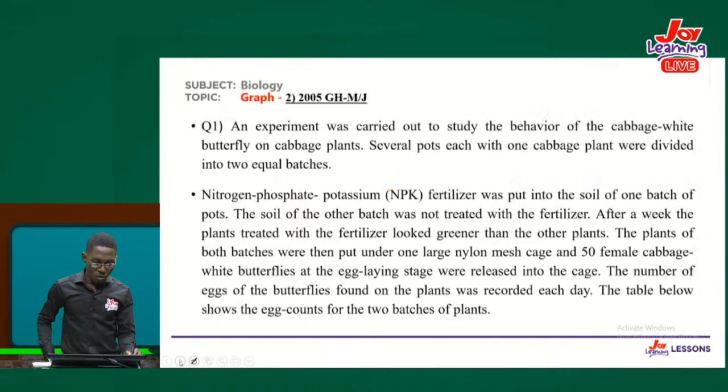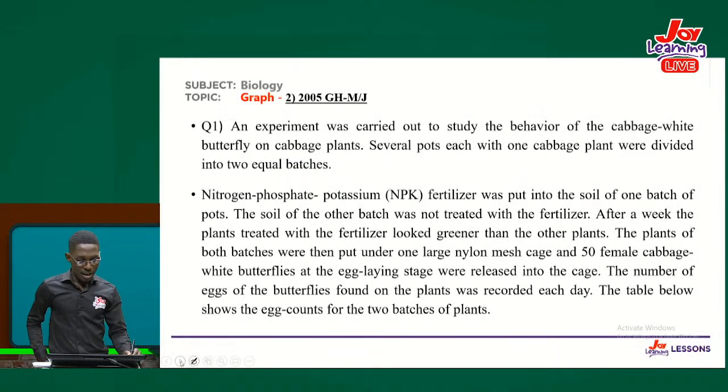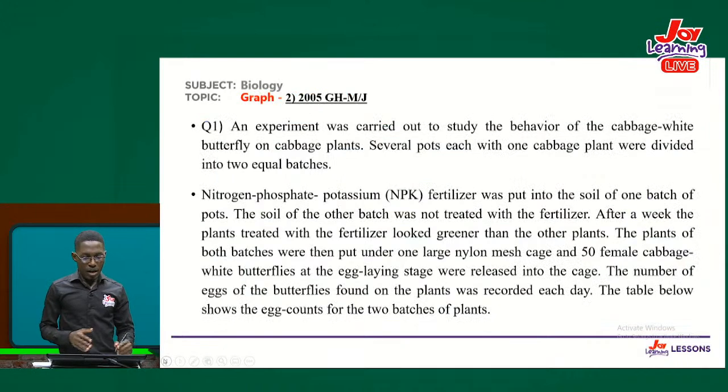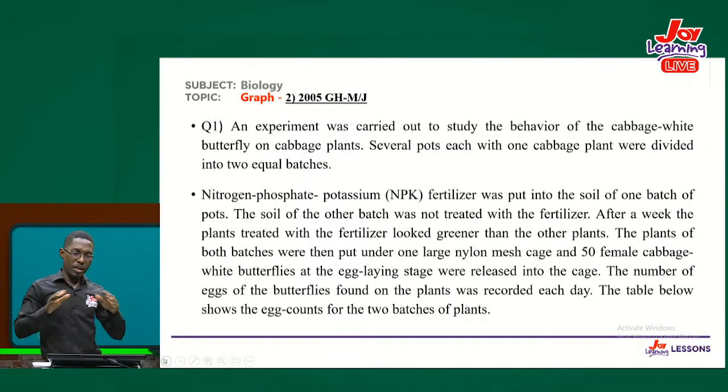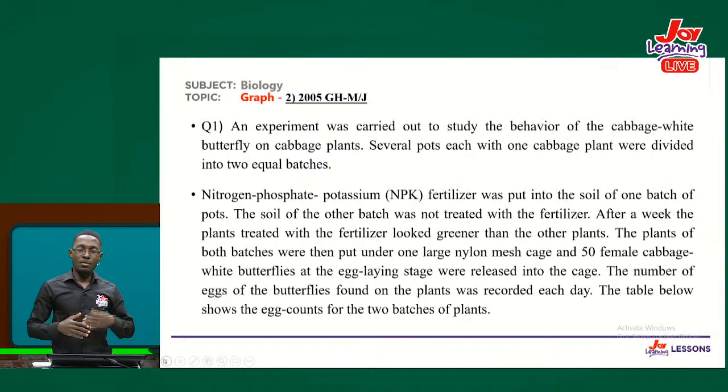Now let's zoom on to graph work quickly and other questions that come. We may not be able to. I'll give you a minute to read what is on your screen. Then we'll zoom in to using the values. Remember, this is a revision show. We assume and we believe you have a pretty good idea. We'll correct the mistakes as you go to the exams.